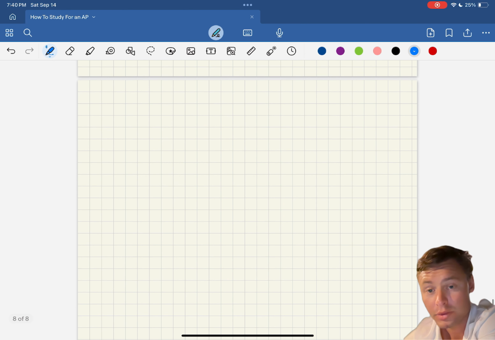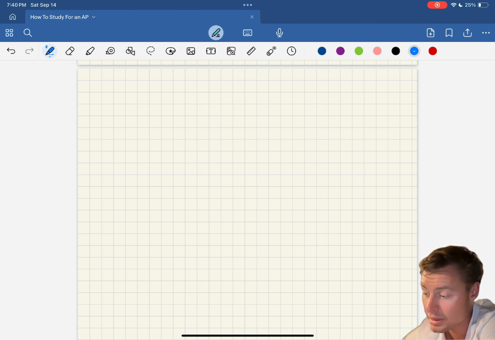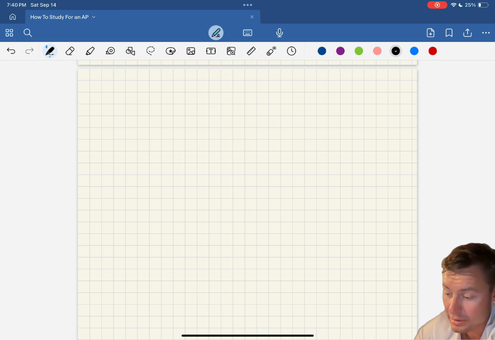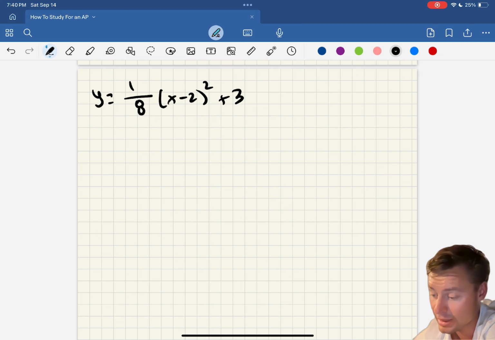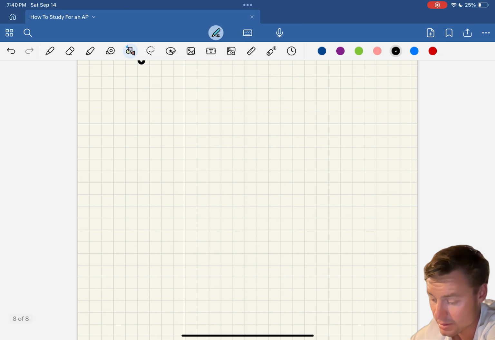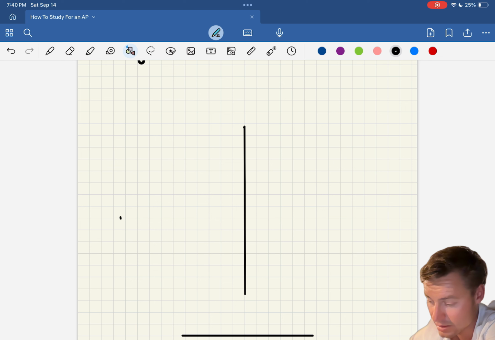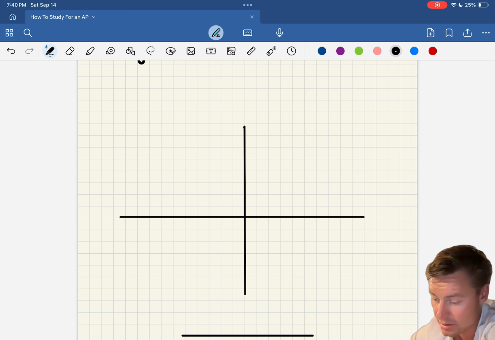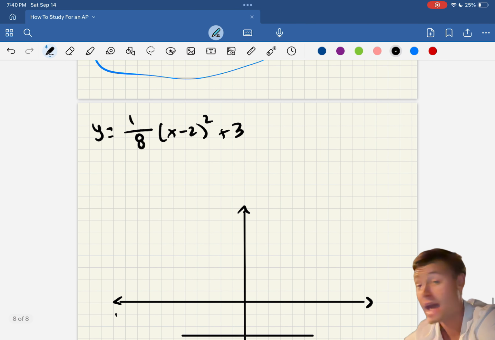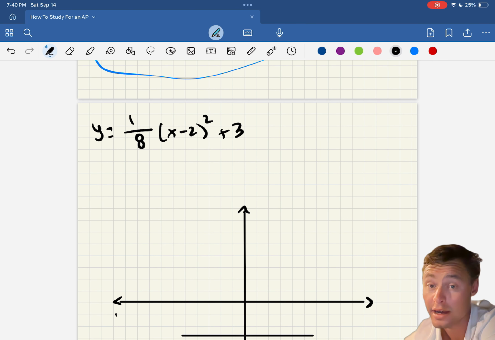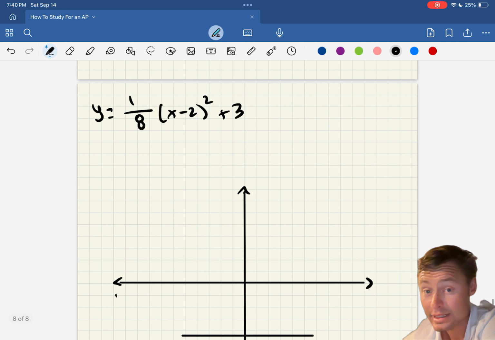And just for good measure, we'll do one more. Let's take the equation y is equal to 1 over 8 times (x minus 2) squared plus 3, and let's graph this. Okay, let me make a set of coordinates here. All right, so first thing I notice is this is an x squared equation, meaning it's going to be facing up or down. Since p is positive, that means it's going to be facing up.